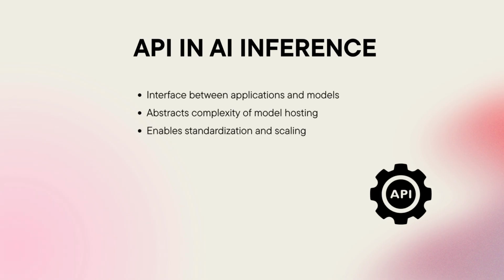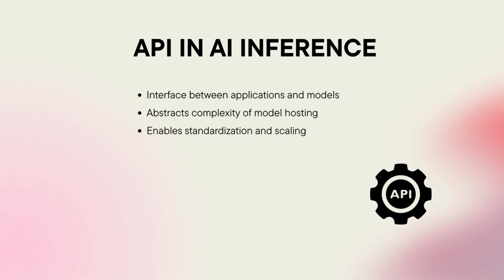So, API and AI inference. An API, or Application Programming Interface, serves as the contract between your AI model and the outside world. Instead of embedding a model directly, applications make standardized API calls, often HTTP or gRPC, to send input data and receive predictions.